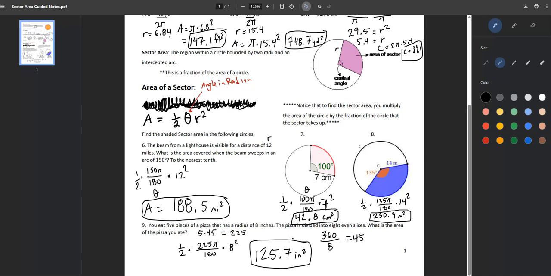So do not forget to convert the angle into radians. You have to make sure you do that conversion and go that route.